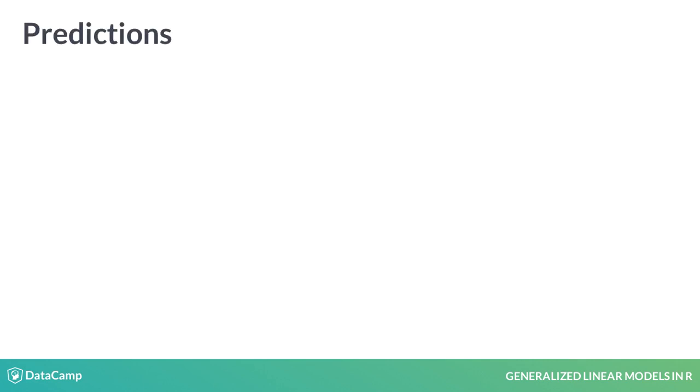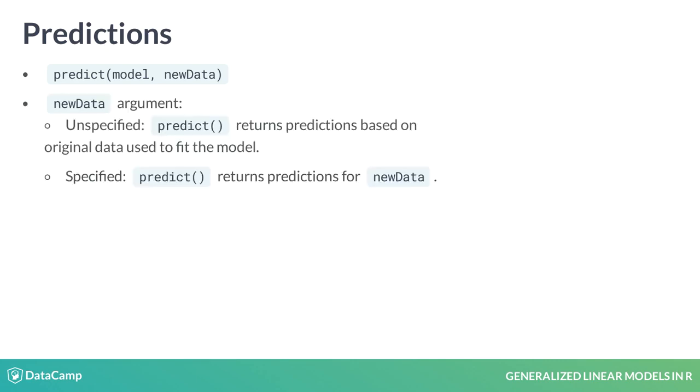As a data scientist, we often want to use models to predict future events. Like linear models, the predict function can be used with GLMs to use a fitted model with new data and make predictions. If no new data file is specified, then the predict function returns predictions based upon the data used to fit the model. If new data is specified, the data from the prediction function is a vector that corresponds to the new data frame.